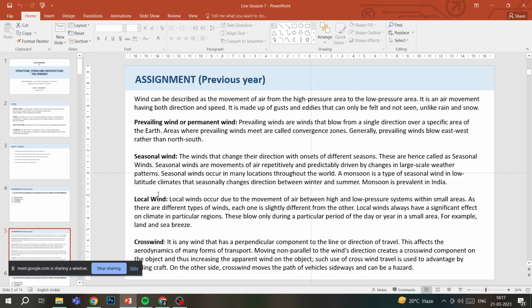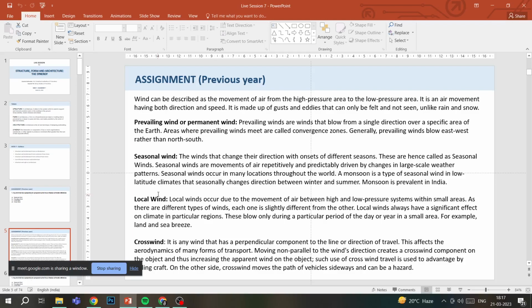Moving non-parallel to the wind's direction creates a crosswind component on the object, thus increasing the apparent wind on the object. So if the wind is in this direction, and I am moving not in this direction but at an angle, there would be a higher force of wind on my object, because there is also a perpendicular force acting on it if we change it into vector form.